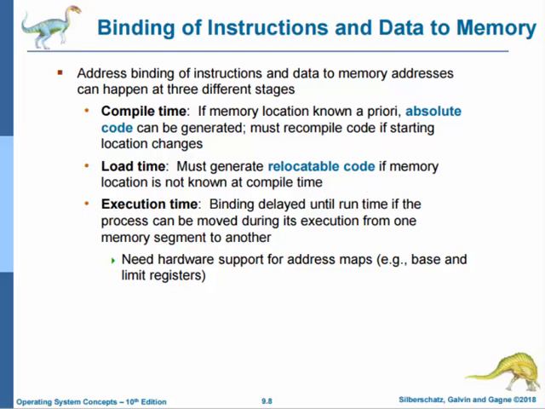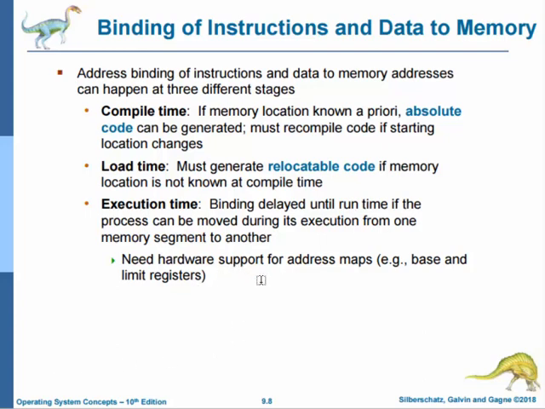The next is the load time, wherein it must generate relocatable code if the memory location is not known at compile time. That means if it is not known at compile time where the process will reside in memory, then the compiler will have to generate relocatable code. In this case, final binding is delayed until load time. Now, if the starting address changes, we need only reload the user code to incorporate this changed value.